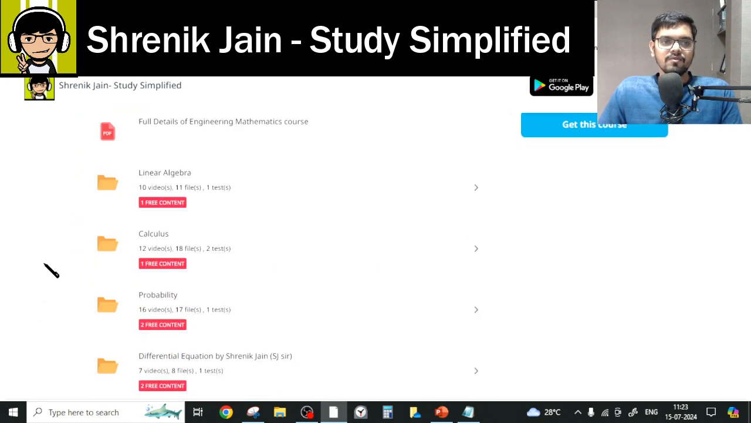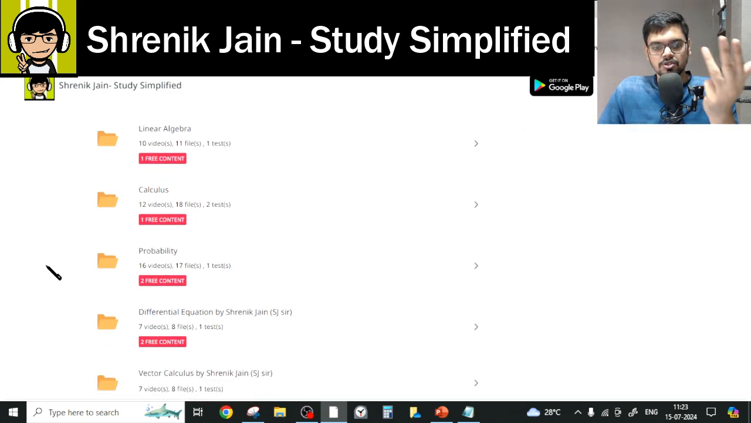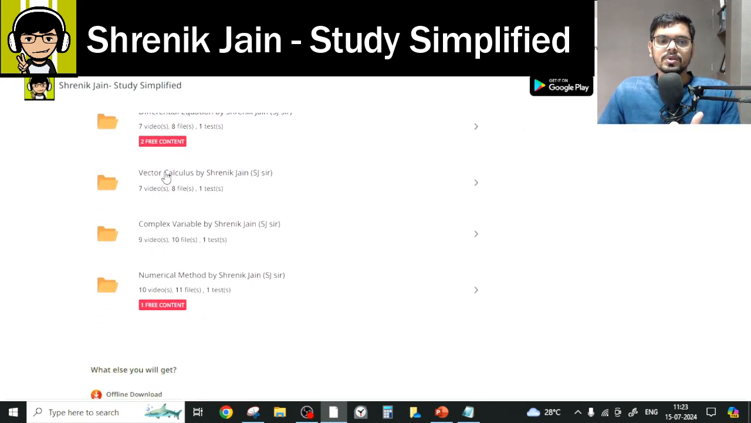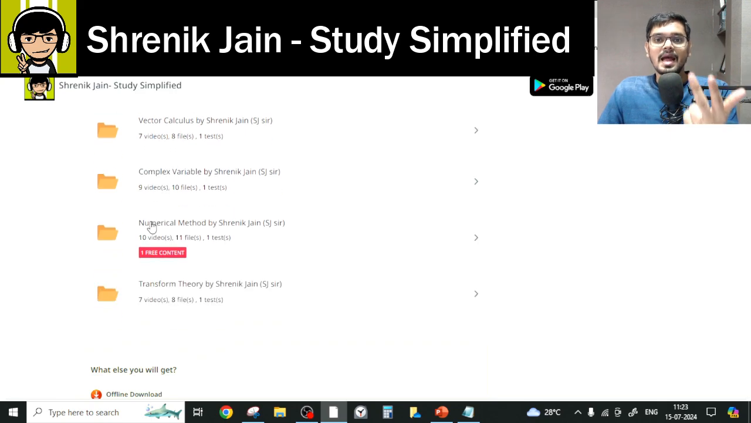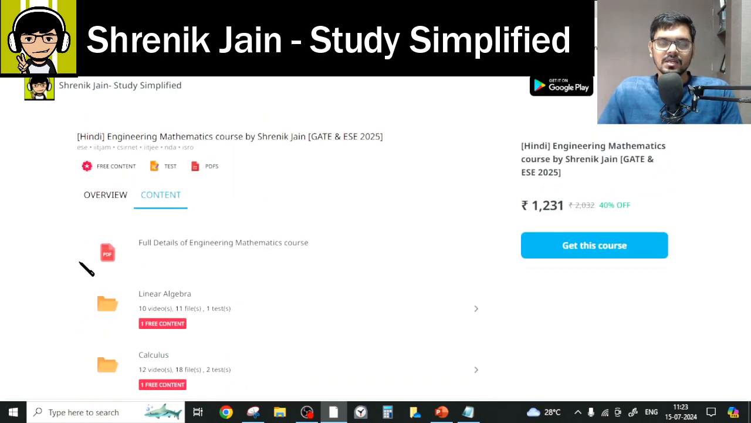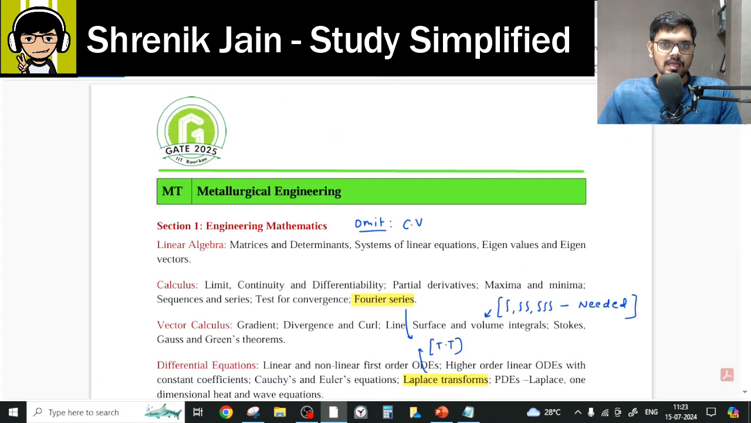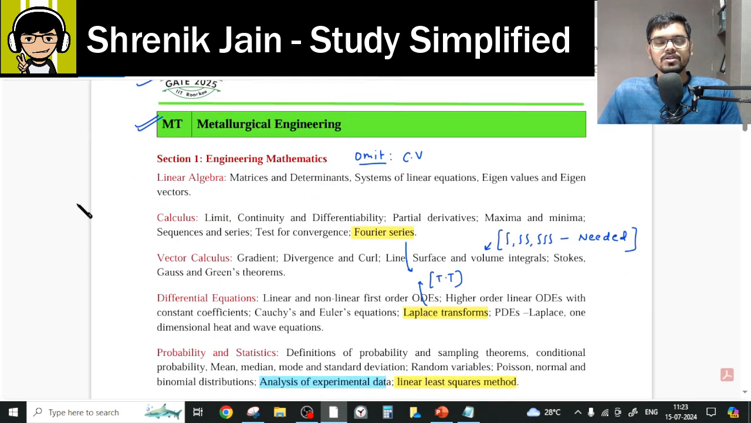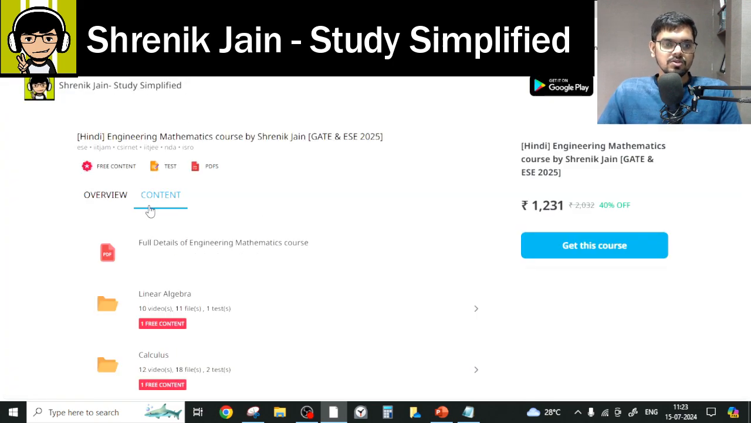So basically, I have taught 8 chapters in total: linear algebra, calculus, probability, differential equation, vector calculus, complex variable, numerical method, and transform theory. But do not worry, you do not have to study everything. Why? Because as per your official syllabus, IIT Roorkee 2025, Metallurgical Engineering, you do not have all the chapters. The first chapter is linear algebra, so every lecture from the linear algebra folder you have to study.